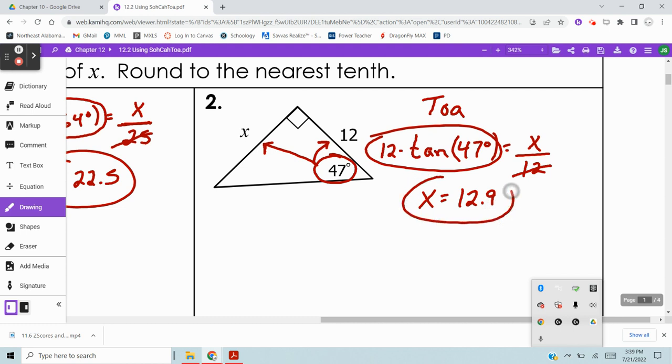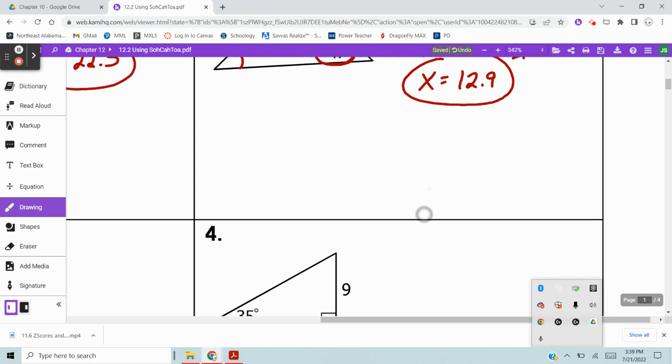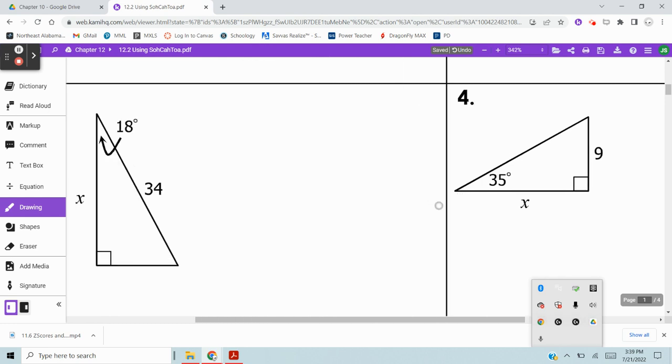And I do want to point out that 12.9 is really close to 12. And the reason for that is this is nearly a 45, 45, 90. There's only 2 degrees off. So that's the reason these side lengths are so close to each other. It's nearly a 45, 45, 90 triangle.